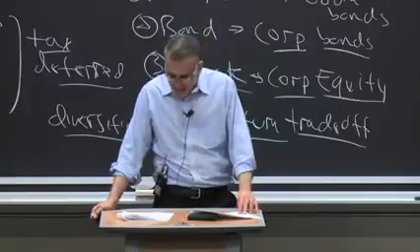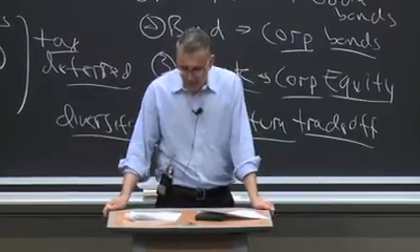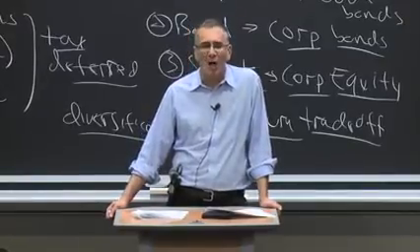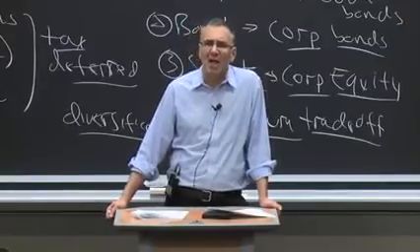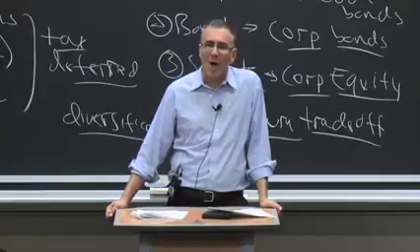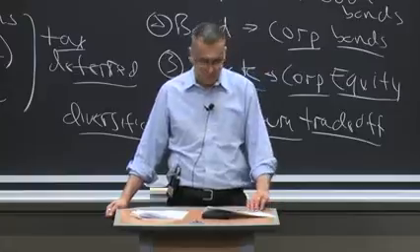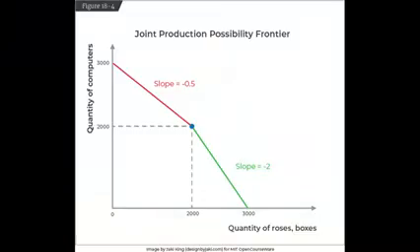Okay? Now, let's say that we allow trade. What trade does is introduce economies of scope. Why? Because trade allows specialization. Flip to the next figure. The next figure is a figure for the world.